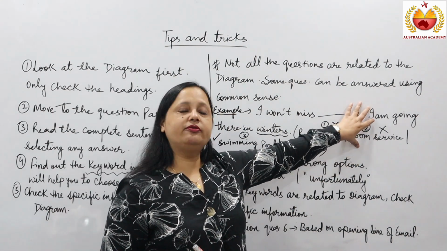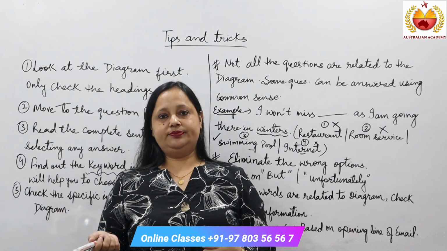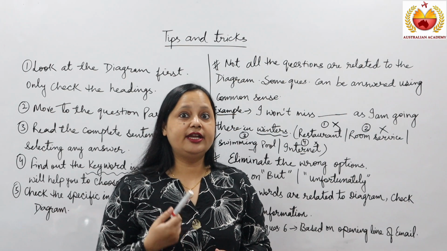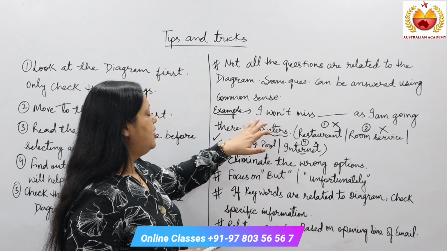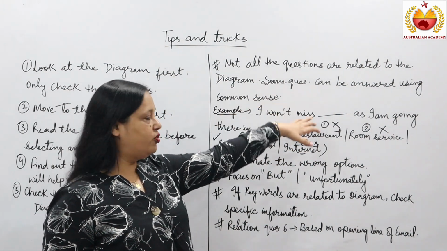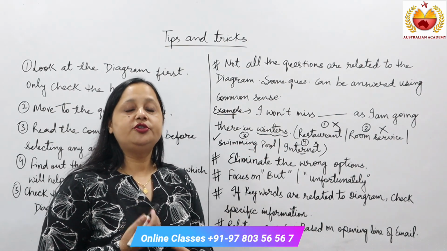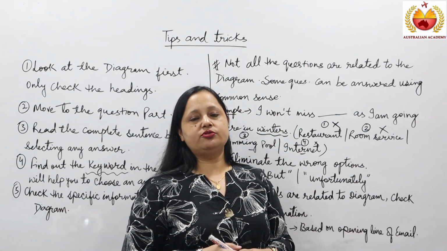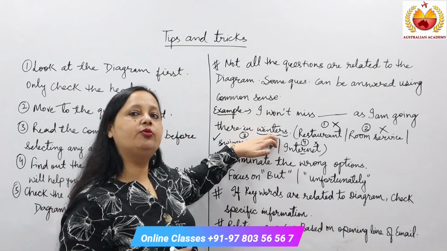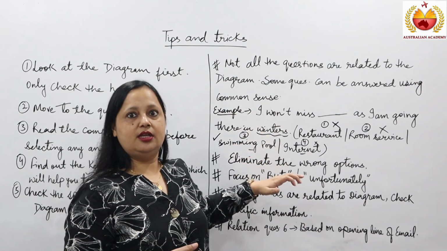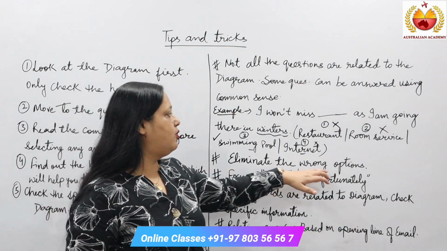Don't search for these kinds of questions in the diagram, because you will never get them there. Just try to work it out on your own. So now the answer would be, I won't miss swimming pool as I'm going there in winters. This is what generally happens in these kinds of questions, like in reading part 2, where many of the questions are like this. You just have to figure out the appropriate keyword, and then you can answer without wasting your time, and accurately. Another thing is to eliminate the wrong options.